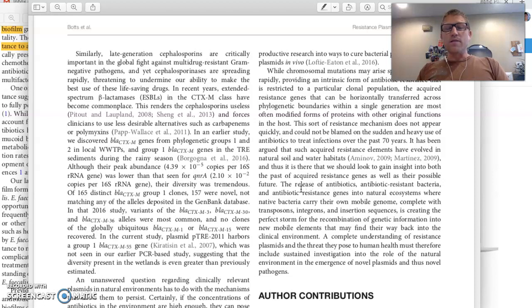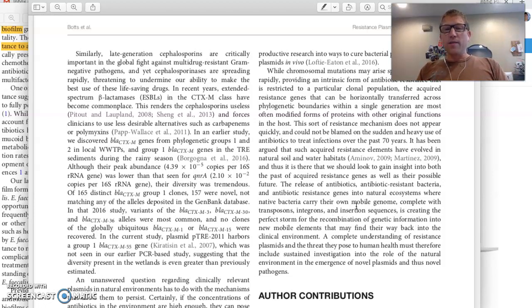And then we start to get to their final piece here. The release of antibiotics, antibiotic-resistant bacteria, and antibiotic resistance genes into natural ecosystems. We're in a wetland, right? And it seems to be impacted by this wastewater treatment plant upstream into the natural ecosystems where native bacteria carry their own mobile genome. So you've got this mixture of the fecal bacteria and their plasmids and their chromosomes getting all jumbled up with the wetland bacteria and their plasmids and their chromosomes. It's being predicted here that there's going to be a lot of rearranging and reshuffling, and what emerges may be brand new genetic entities that we need to understand.